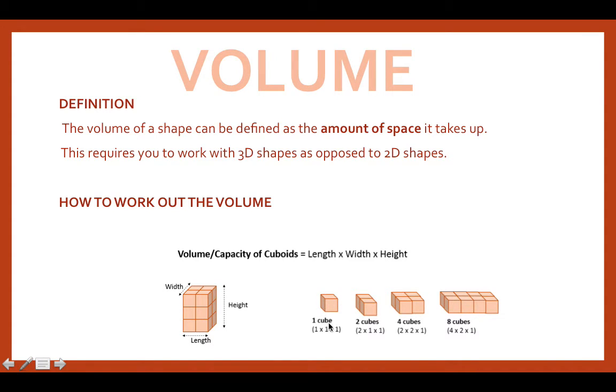So for like 1 cube, you do 1 times 1 times 1. If you had 2 cubes, you would do 2 times 1 times 1 because the overall width has changed. 4 cubes, 2 times 2 times 1 because we've got 2 times 2 times 1. 8 cubes, we've got 4 times 2 times 1.